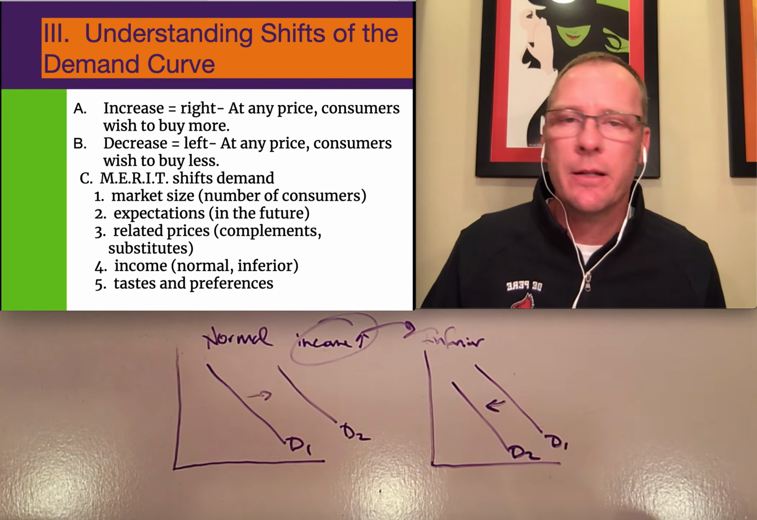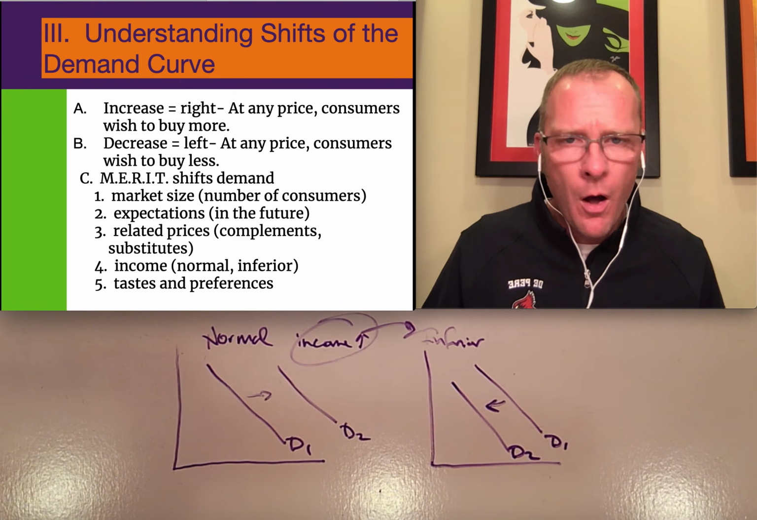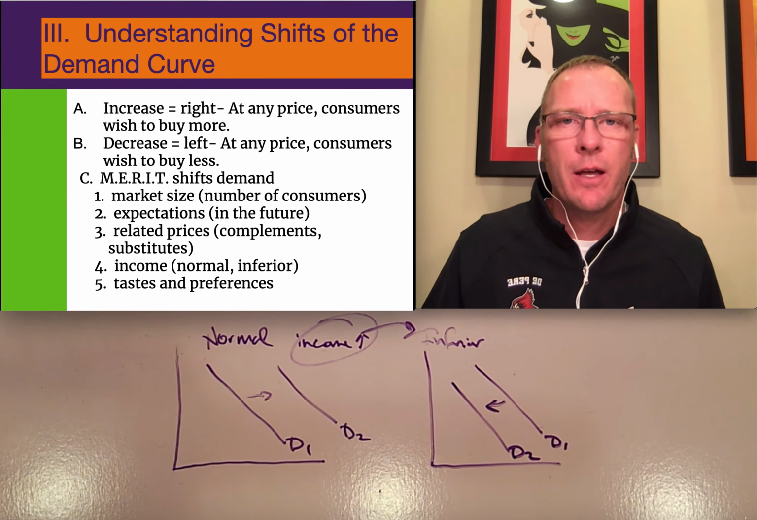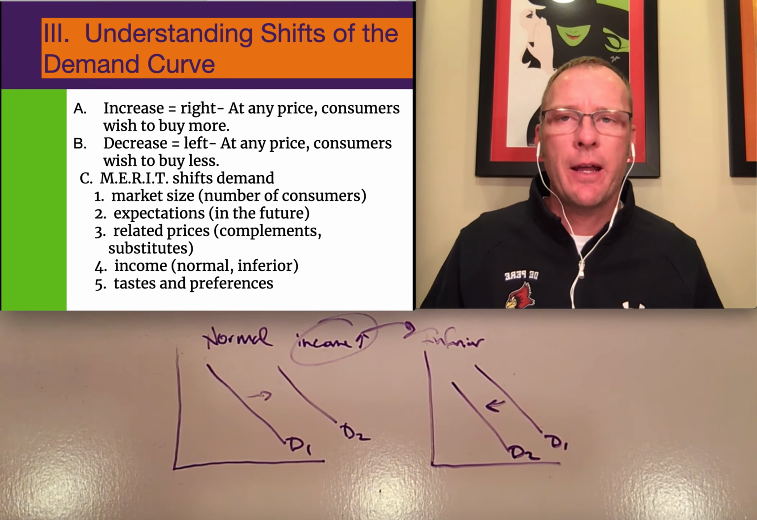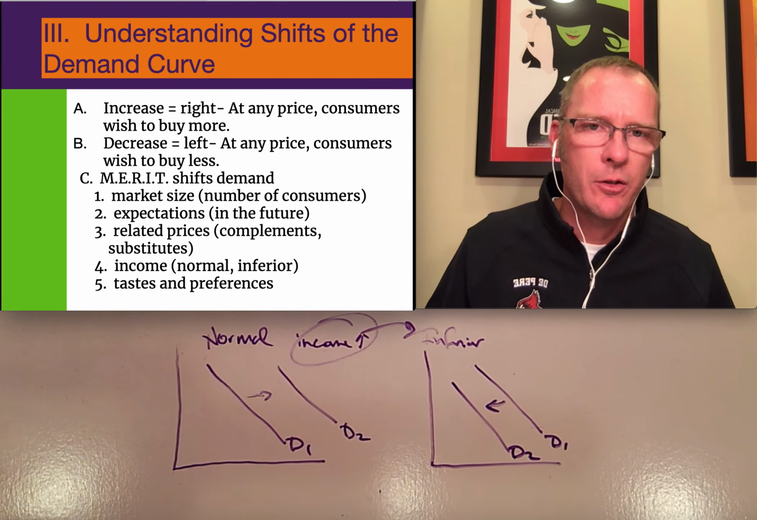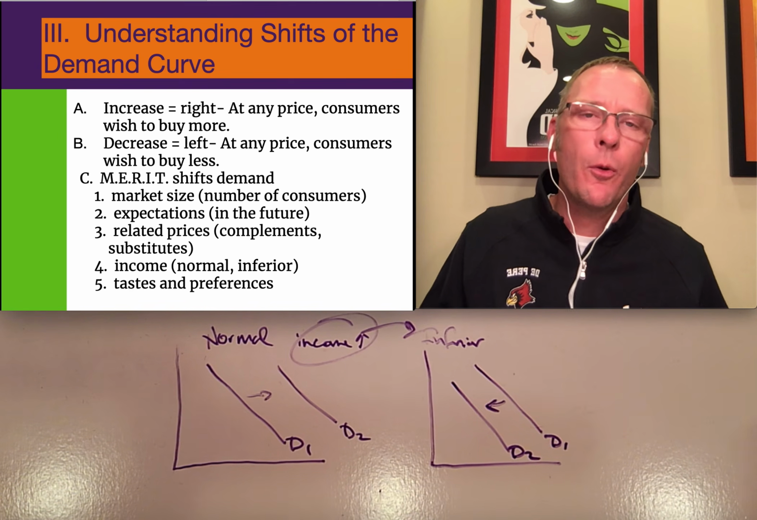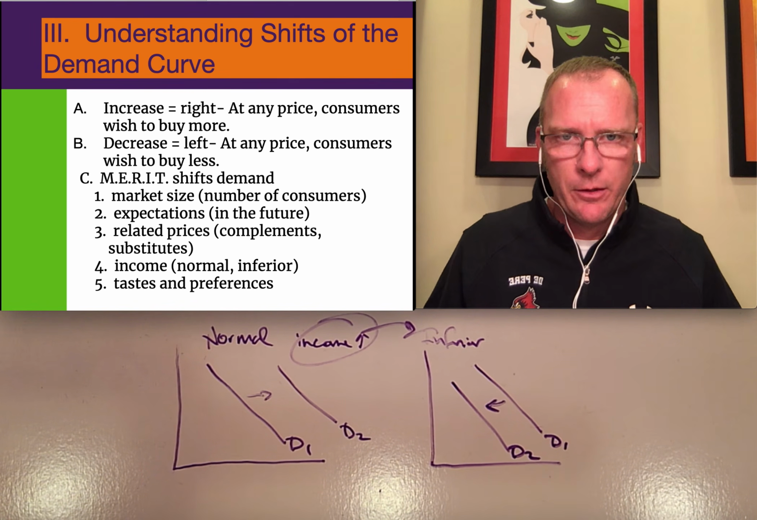And last but not least, the easiest one out there, taste and preferences. Taste and preferences is exactly how it sounds. A fad, something exciting out there, a new thing, everybody's buying it. If all of a sudden everybody wants it, demand is going to increase. The same could happen when fads go out of fashion, right? If all of a sudden nobody wants it, demand can decrease.